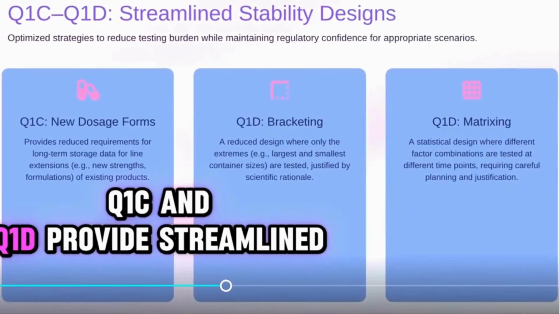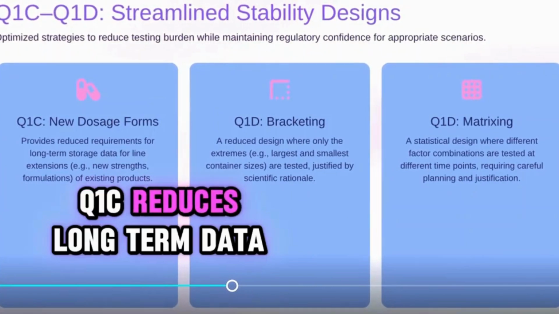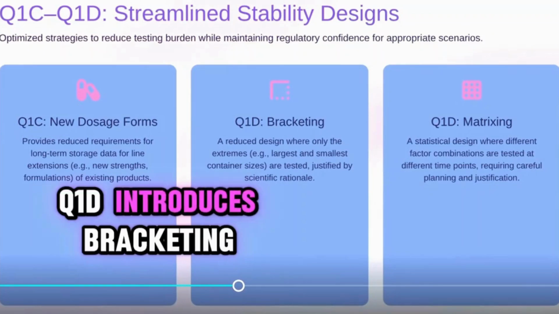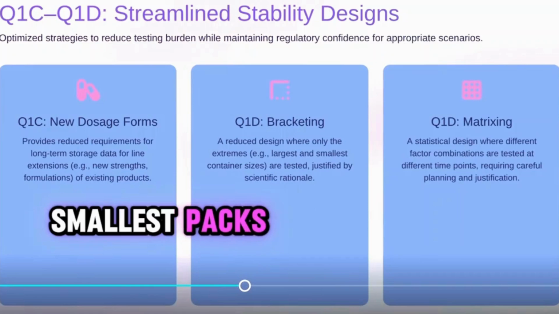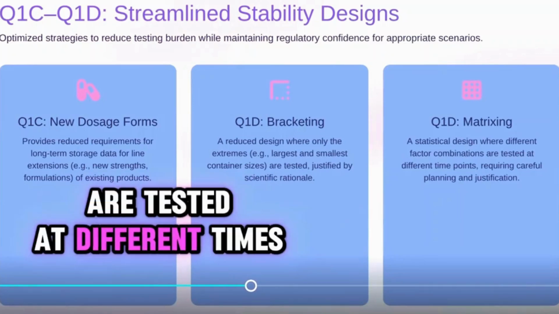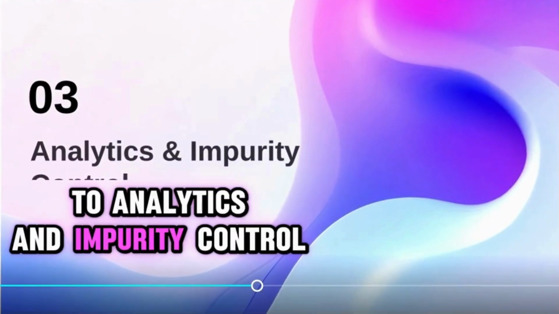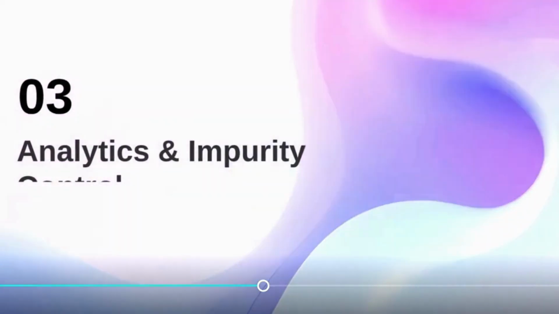Q1C and Q1D provide streamlined testing strategies. Q1C reduces long-term data for new dosage forms. Q1D introduces bracketing, testing extremes like the largest and smallest packs, and matrixing, where factor combinations are tested at different times. Section 3 now takes us to analytics and impurity control, the Q2 and Q3 guidelines.